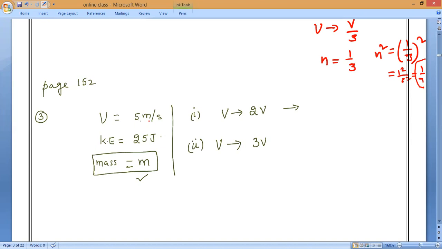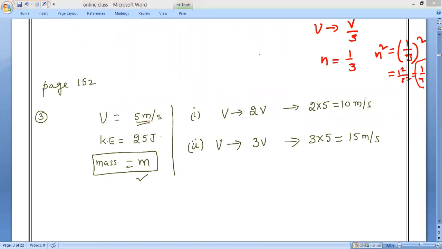The initial velocity is 5. Now what is the change in velocity? Anybody can tell me? 2 into 5 is equal to how much? Sorry, 2 fives are 10 meter per second. In the same way, V becomes 3V means 3 into 5, which is equal to 15 meter per second. So that you have to remember. Do you understand, everybody? Yes or no?